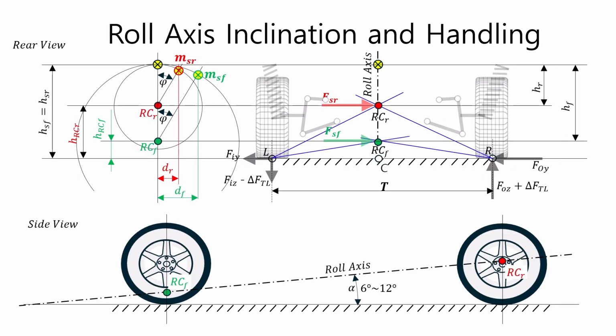Let's analyze the effect of roll axis inclination on handling performance. The belief that a low roll center increases load transfer, and thus affects handling performance, creates another myth that a roll axis with lower front end is necessary to induce understeer.